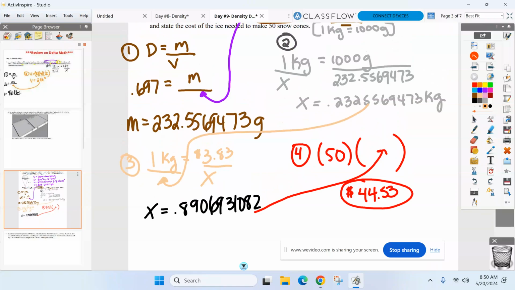Before we move on here, heads up. I don't know if some of you are thinking of it because I know I got some clever kids in here. This 50, did I have to multiply it at the end? No, I could have multiplied it up here. Like how many grams are in 50 snow cones and went from there. How many kilograms are in 50 snow cones? All right, did I have to wait to the end? No. So you could have multiplied by 50 right here after you found the mass or after you found the kilograms. You could have multiplied by 50 at any point in the problem there.